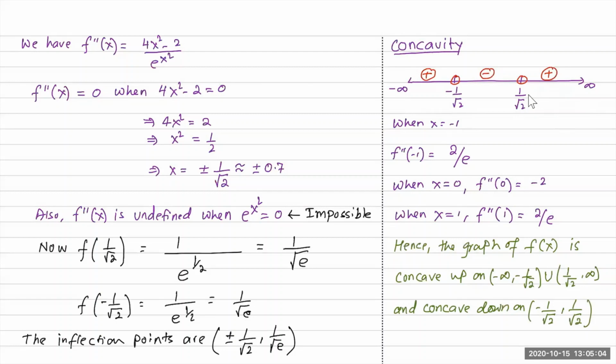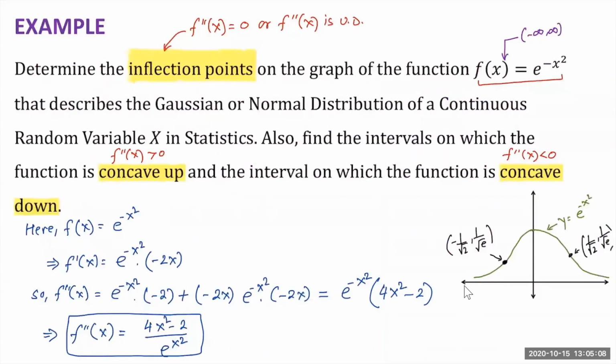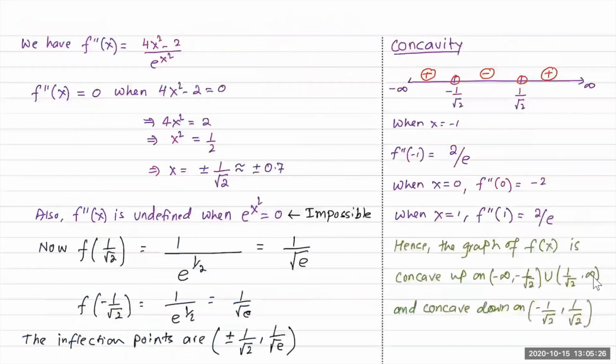And if you want to verify this with your graph, it works perfectly. You can see from negative infinity up to negative 1 over square root of 2, the graph is concave up. Then from negative 1 over square root of 2 up to positive 1 over square root of 2, the graph is concave down. And after that, the graph is again concave up. So these are the intervals where the graph is concave up, and this is the interval where the graph is concave down. So this is how we can determine the concavity.